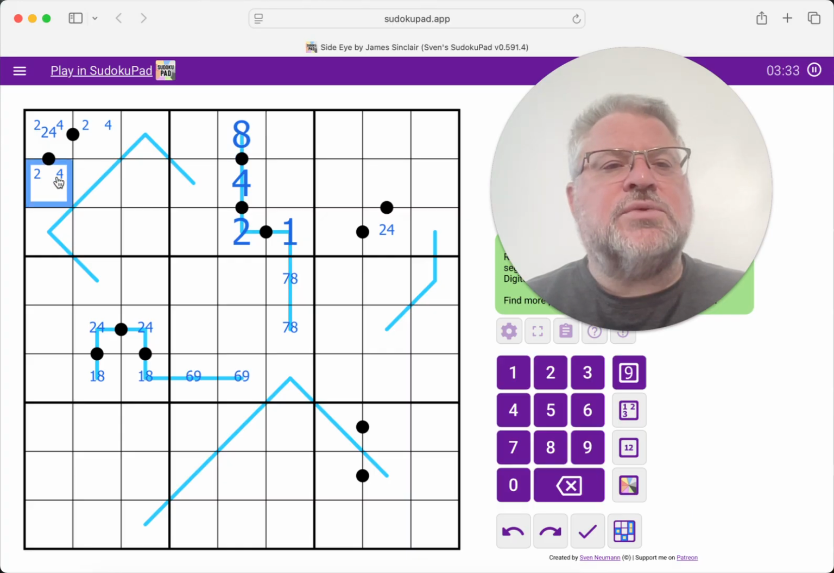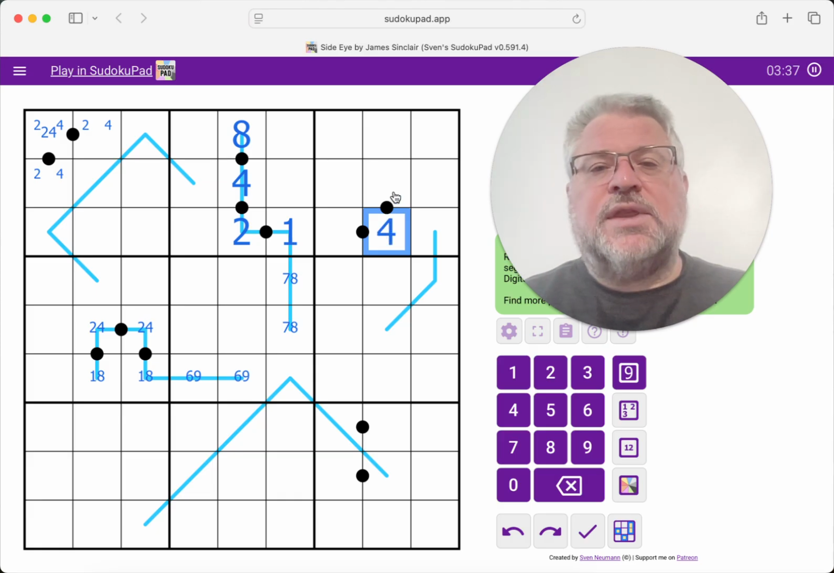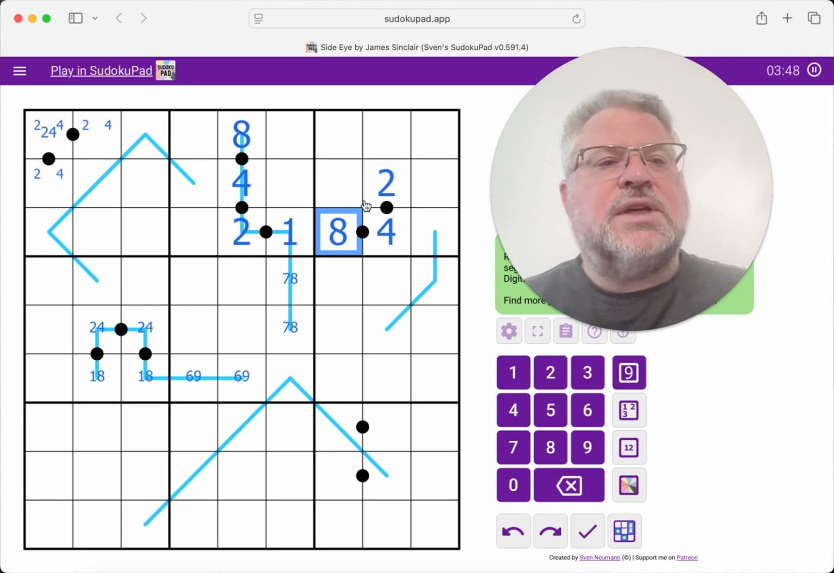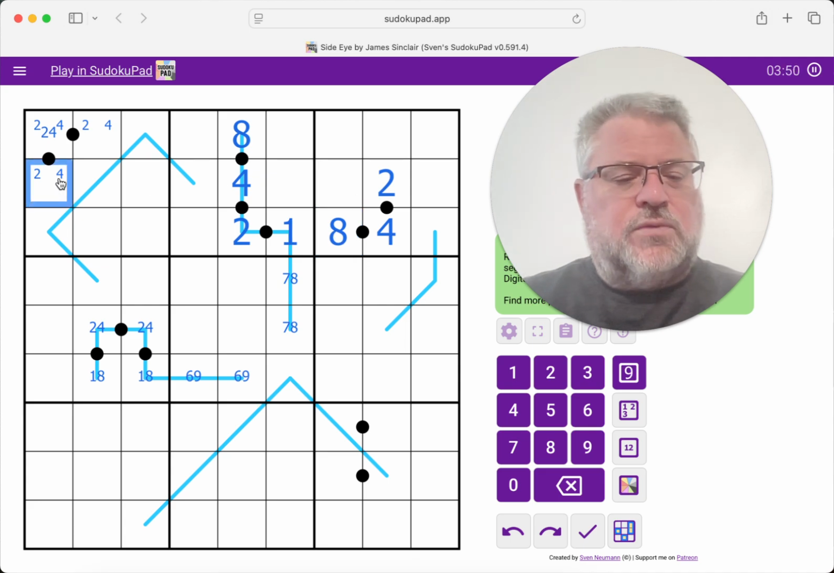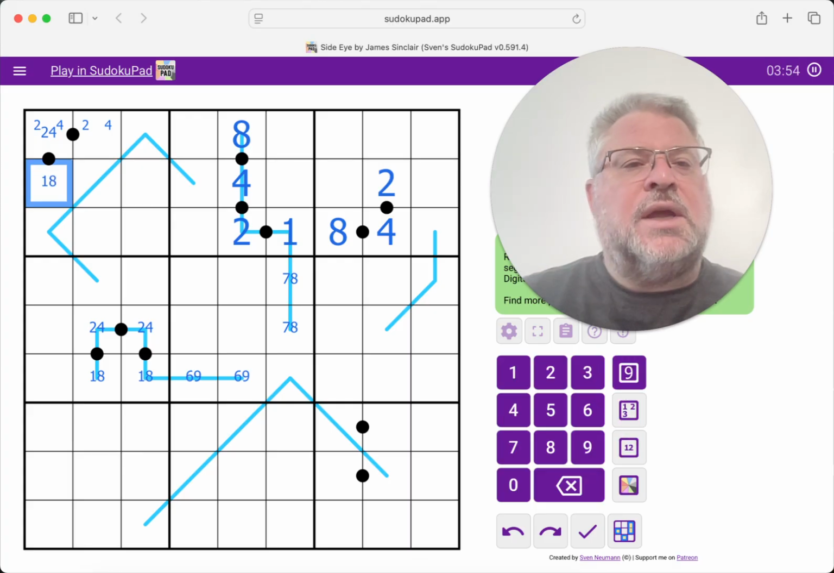Now 4 is ruled out of here. Well, 2 is ruled out of this, so this is going to be 4 with a 2 and an 8. It's going to go 2, 4, 8. This can't be the 2, so this has to be the 2, 4, 8 goes in. Now this can't be 2 or 4, so this has to be from 1 or 8.